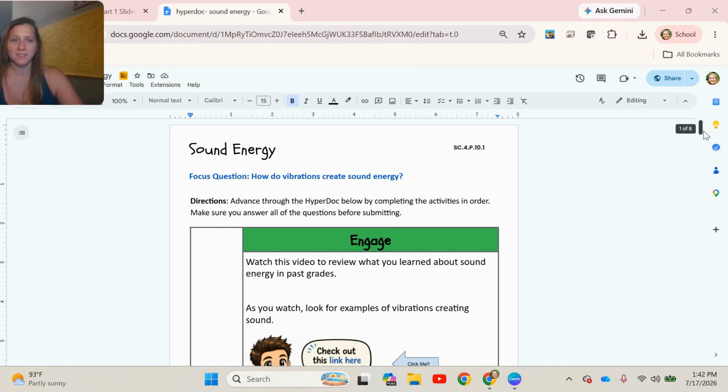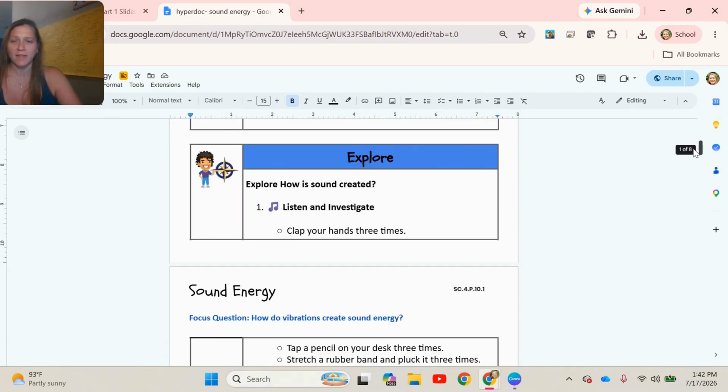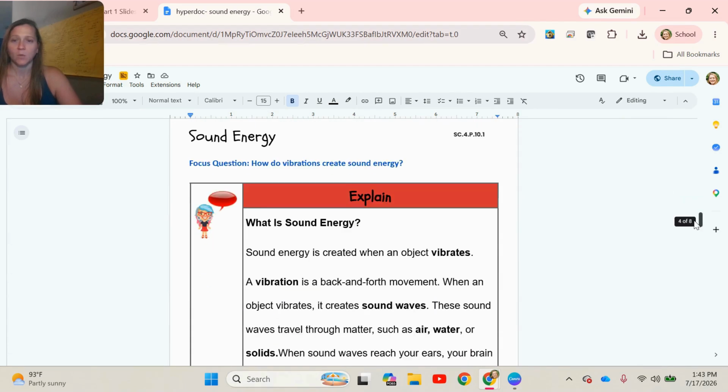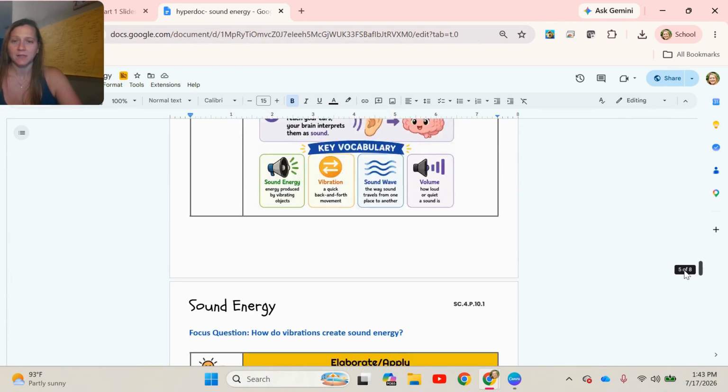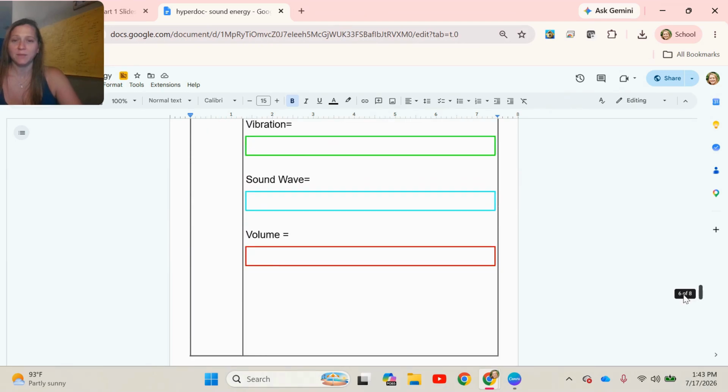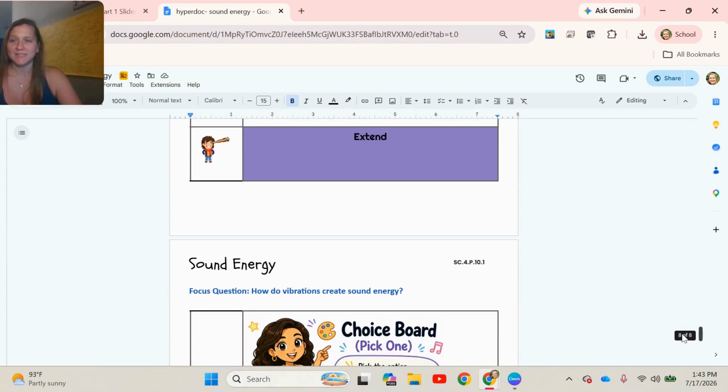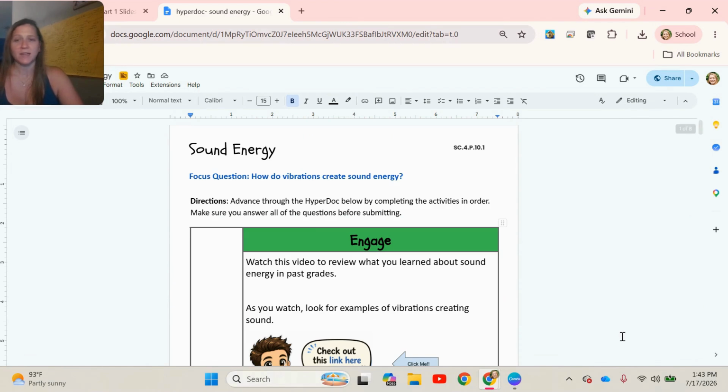I have some directions, and then I have this divided into different sections. The way I did this was I created a table, and I did my table to have 2 columns, and I wanted it to have 1 row for engage, 1 for explore, 1 for explain, 1 for elaborate and apply, and 1 for extend. So you're just going to create a simple table, and then I resized them. So one column was significantly smaller than the other.